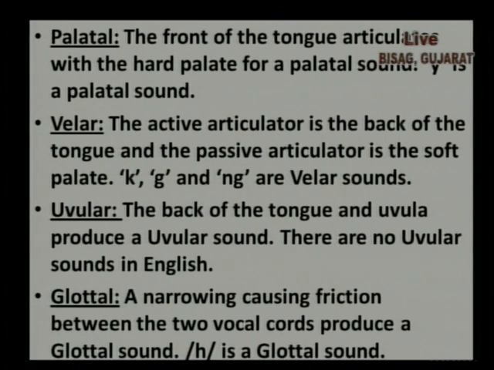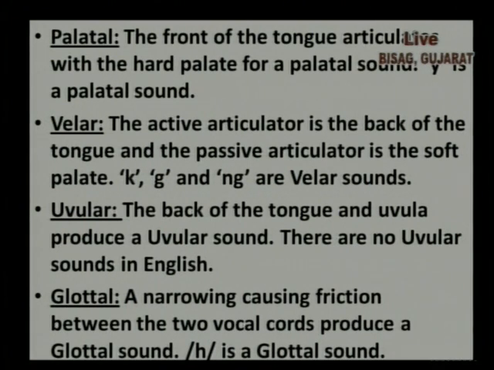Then we deal with velar sounds. Velar, we remember what we did about velum. Velum is the soft palate. So what is a velar sound? The active articulator is the back of the tongue and the passive articulator is the soft palate. Remember we did what a soft palate was. This sound is simple to remember because the soft palate is also known as a velum, and that is how you know with the velum you can produce a velar sound.